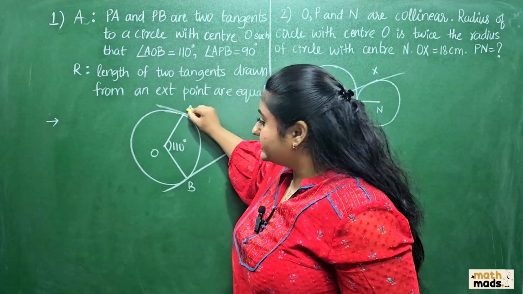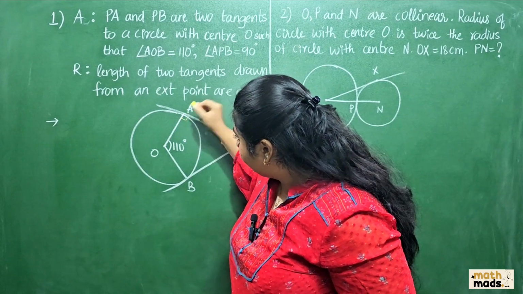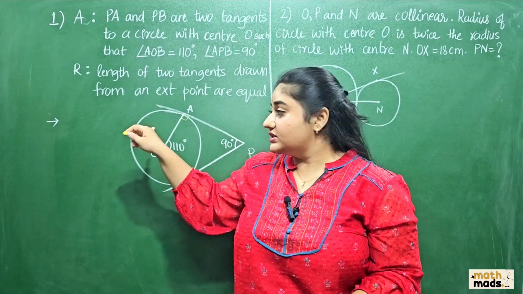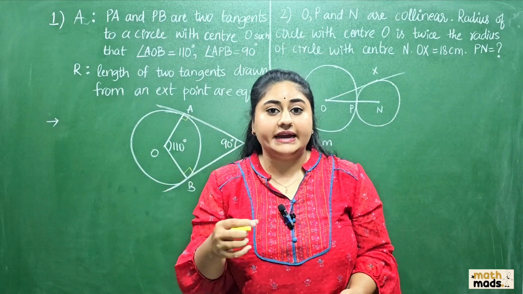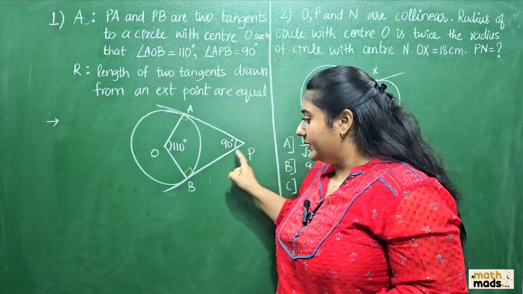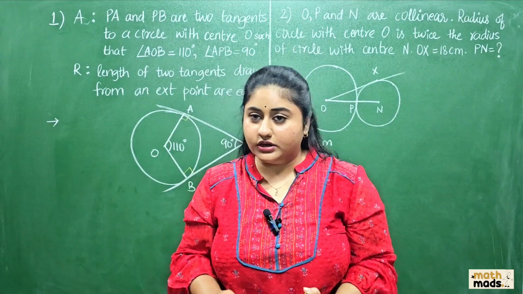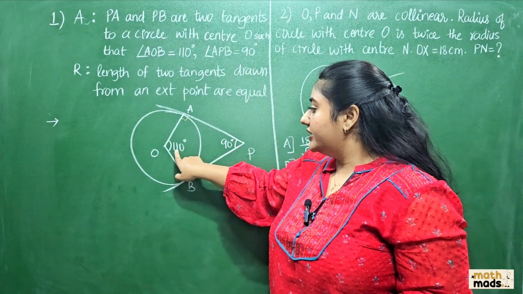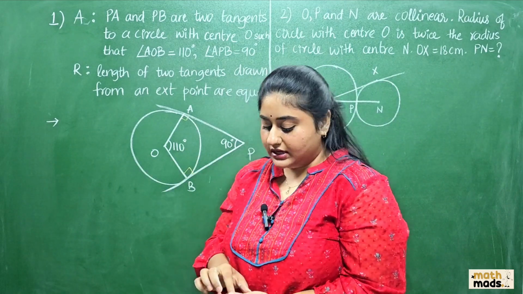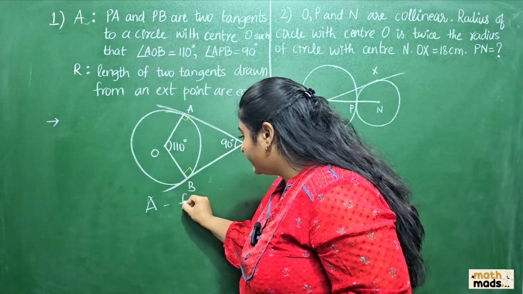We know that radius is always perpendicular to the tangent. So what happens? Angle A will be 90 degree and angle B will also be 90 degree. That means I already have a sum of 180 degrees here, 90 plus 90. Since this is a quadrilateral OAPB, the sum is 360. Already 180 is gone, so there's only 180 left. But if you add these two up, you're getting 200 degrees, which is not possible. So assertion is false.